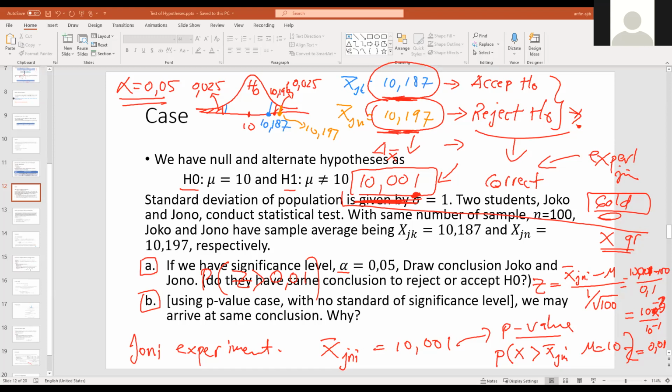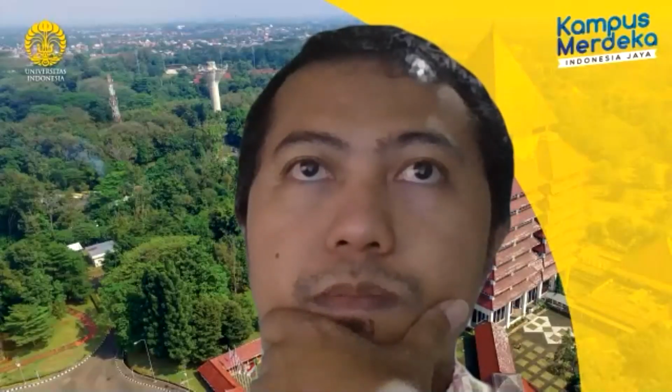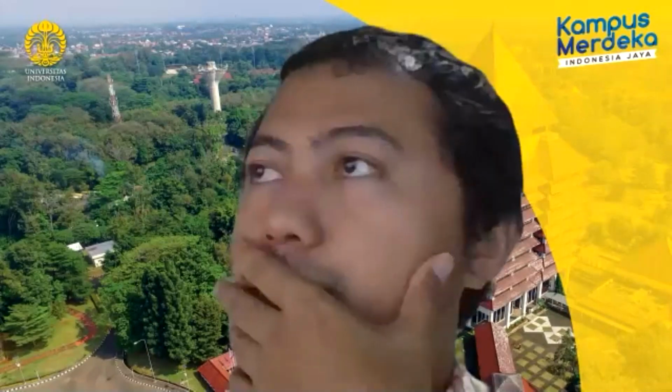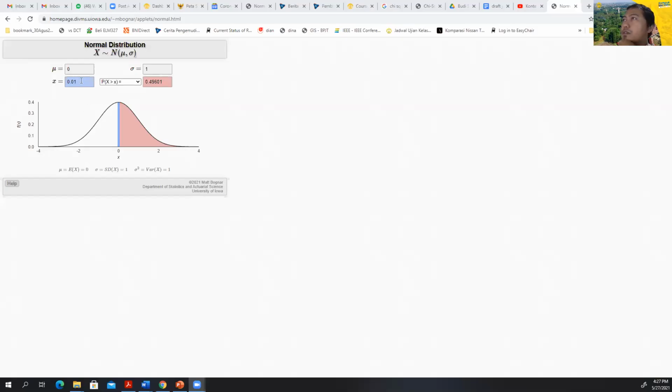And then allow me to stop share screen, and then we move forward to the next one. Yeah, this one, the result. So the mu is 0 and standard deviation is 1, and then we arrive at the 0.01. The computation will be something like 0.496. So the p-value in this case is 0.496. Yeah, maybe it's too extreme, but no problem.